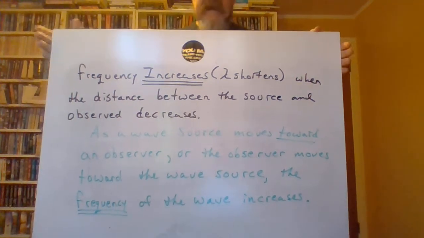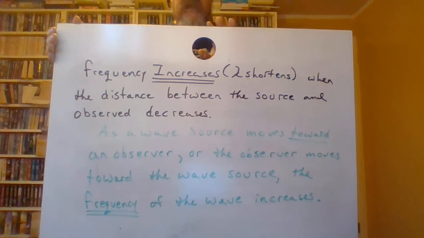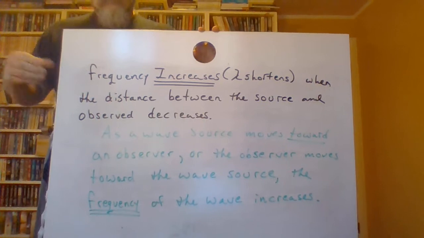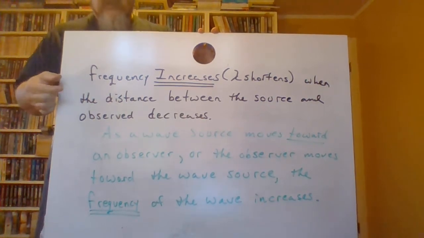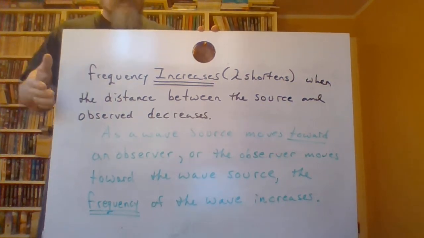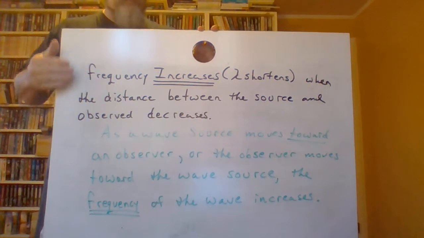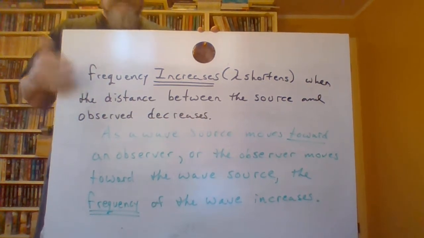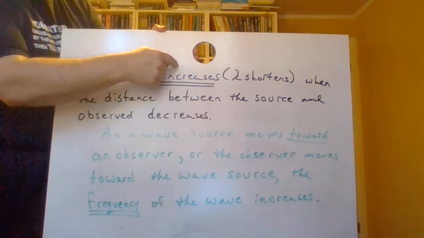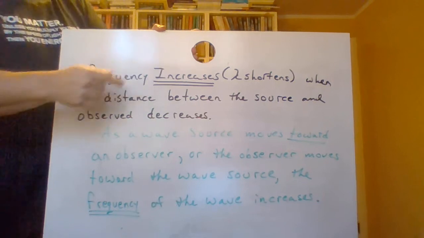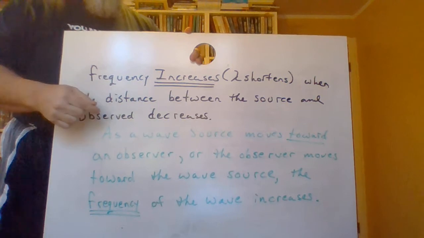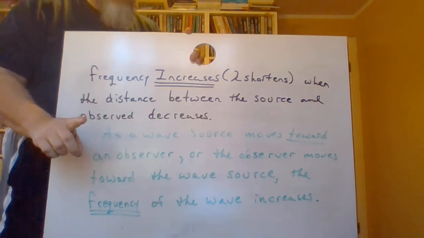The way I like to think about the change in frequency and wavelength that happens with the Doppler effect is: is the relative distance between the source and the observer getting smaller, or is it getting bigger? Based upon that change in distance, that's going to determine our result. So we will notice a frequency increase if the distance between the wave source and the observer is decreasing. Doesn't matter which one's moving.